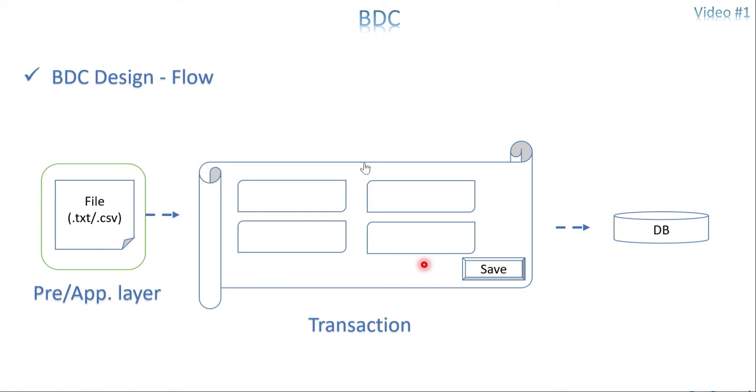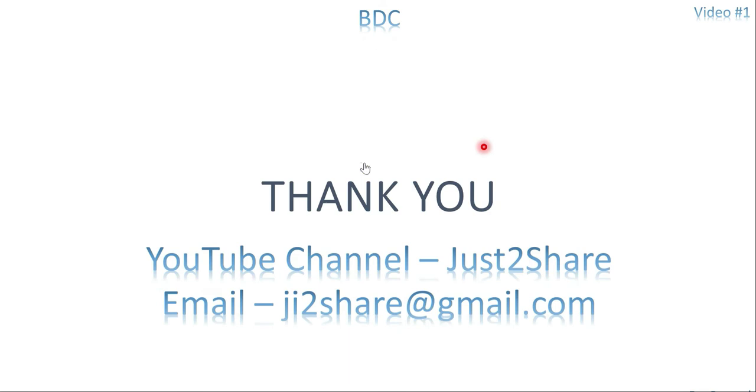Everything you have to pass as information. What is the screen number? What is the program name of the screen? Everything is to be instructed properly in the BDC program. Then finally everything is loaded. Finally trigger the save button, then it will update in your database table. So this is the BDC flow which we are going to follow in today's video. Yeah, that's it. Let me get into my system.